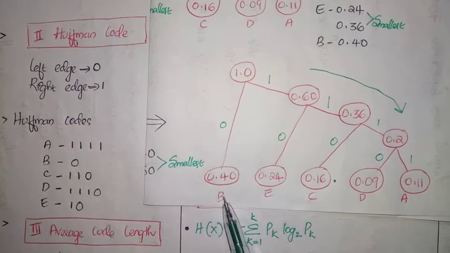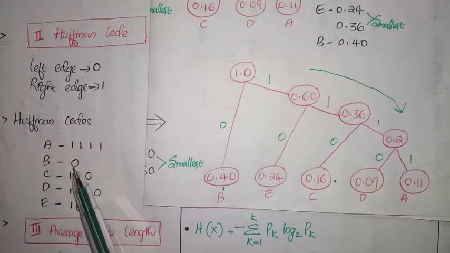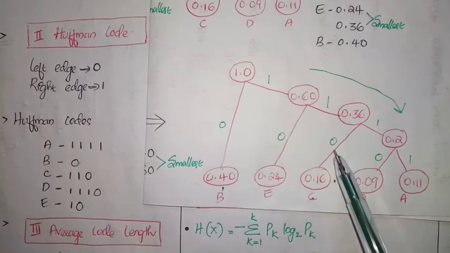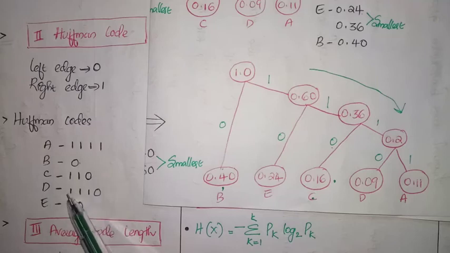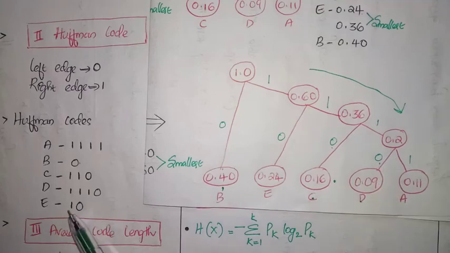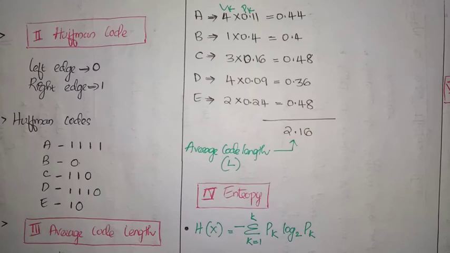When we consider B, it is 0 from the root to this node B. When we consider C, it is 1, 1, 0. Then for D, it is 1, 1, 1 and 0. And in the case of E, it is 1, 0. So this is how we can find the Huffman code of each of the given characters.